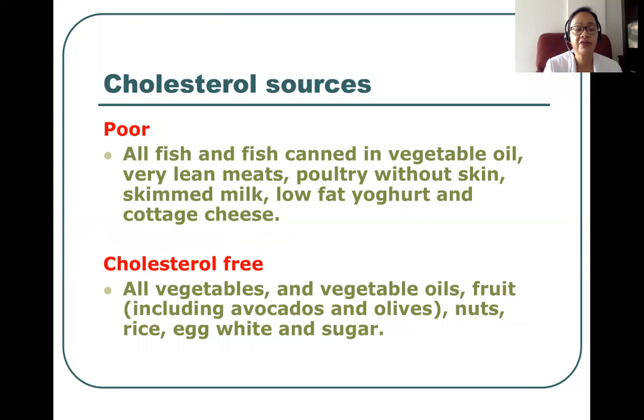More sources are all fishes, fishes preserved in vegetable oil, like your tuna in vegetable oil, the very lean meats, poultry without the skin, the skimmed milk, low-fat yogurt, and cottage cheese. So these are poor sources of cholesterol. And all vegetables, of course, all fruits, that includes avocados and olives, same with the durian, are all cholesterol free, including the nuts, rice, egg white, and sugar.